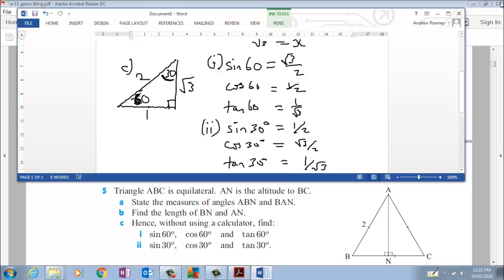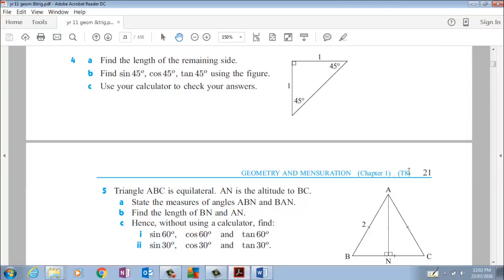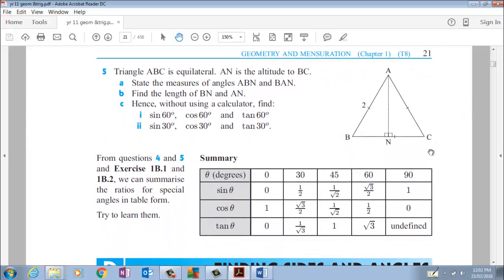Now these answers are all summarised below in this table. So we can see that sine 30 is a half, cos 30 is root 3 on 2, tan 30 is 1 on root 3. If we take the 60, sine 60 is root 3 on 2, cos 60 is a half, etc. And you can look back at all the questions above in 1B1 and 1B2, and it's all summarised in that table. Next lesson we'll use this table and relate it to the unit circle.